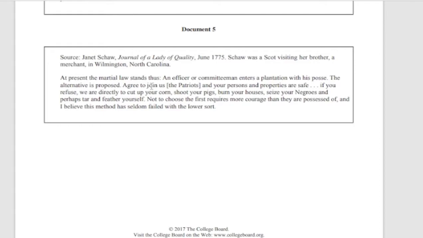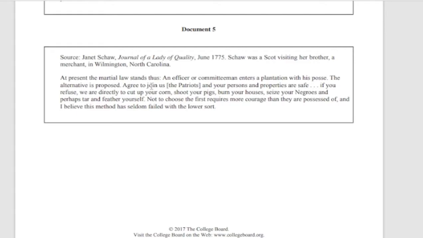At present, the martial law stands thus. An officer or committeeman enters a plantation with his posse. The alternative is proposed: agree to join us, and your persons and properties are safe. If you refuse, we are directed to cut up your corn, shoot your pigs, burn your houses, seize your slaves, and perhaps tar and feather yourself. Not to choose the first question requires more courage than they are possessed of, and I believe that this method has seldom failed with the lower sort.